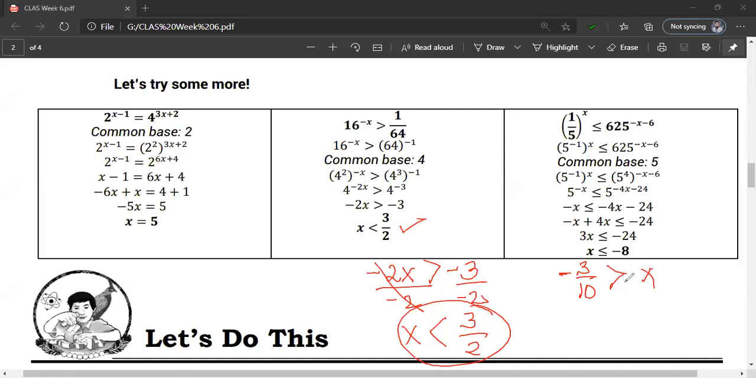Kung gusto niyo siyang baliktarin, class, baliktarin niyo rin kung saan nakaharap yung bunganga nung inequality. So magiging siya, x is less than -3/10. So babaliktarin nyo rin yung sign, class, kasi binaliktad nyo yung buong equation. Di ba? So ganun po. Iba kasi stay lang na ganun, which is mali. Okay?